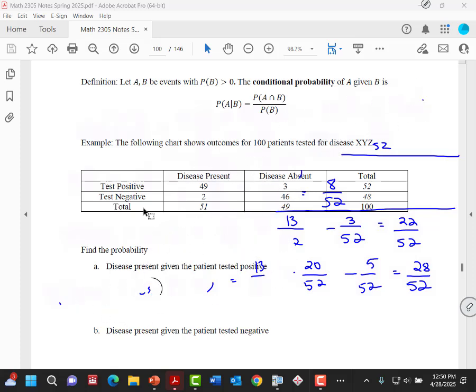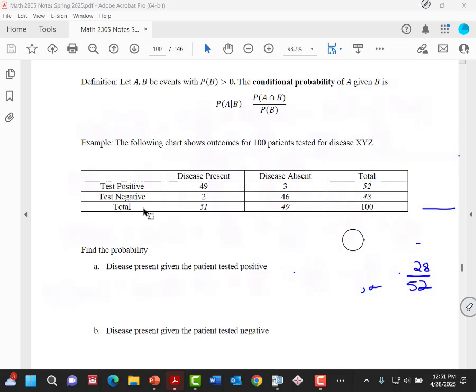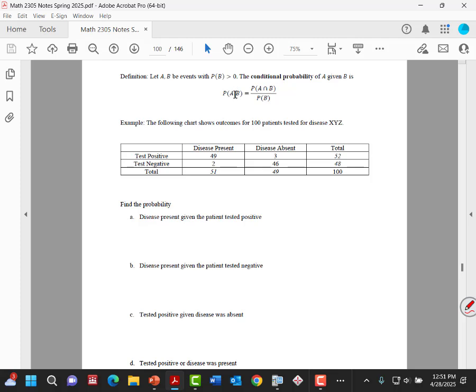So, the conditional probability of A given B is as follows. The probability of A, and this vertical bar right here is read "given," the probability of A given B equals the probability of A and B divided by the probability of B. The piece that is given goes into the denominator. So let's use this definition to answer some questions from what we would call a two-way table or a contingency table or chart.